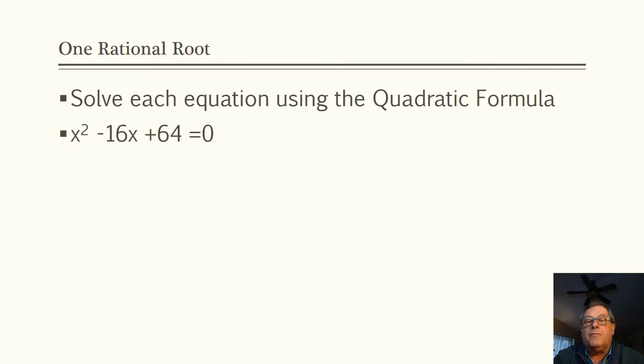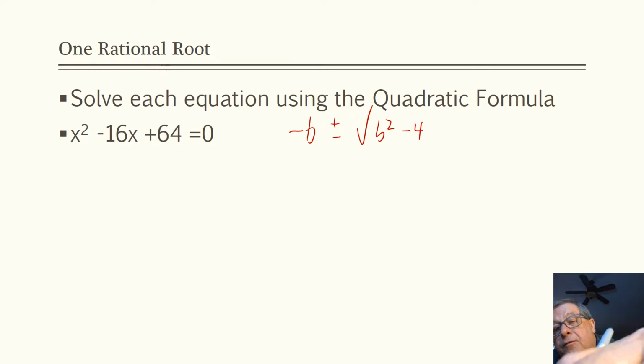Well, let's now solve a quadratic equation using the quadratic formula where we're just going to have one rational root. This time, we've got x squared minus 16x plus 64 equals 0. And, of course, our quadratic formula is negative b plus or minus the square root of b squared minus 4 times a times c over 2a.